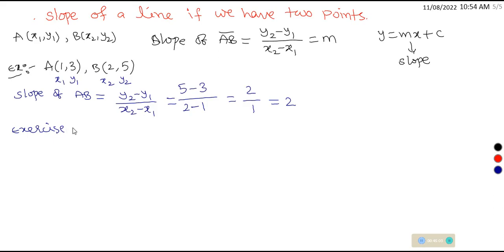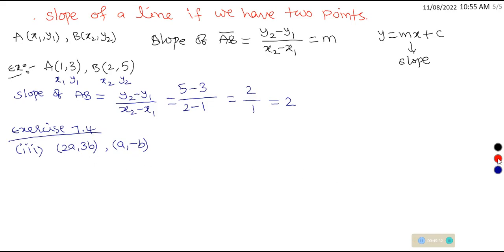So exercise 7.4. Okay, in exercise 7.4 we will see one variable problem. Third question in 7.4: 2a comma 3b and a comma minus b. Now we have to find the slope of these points.